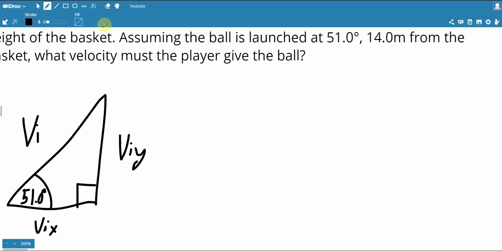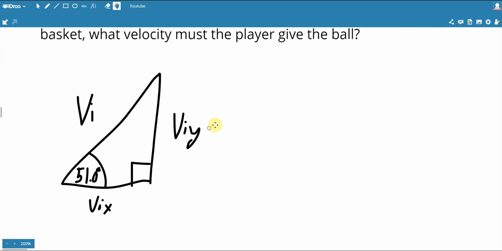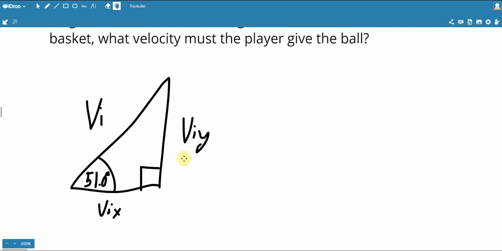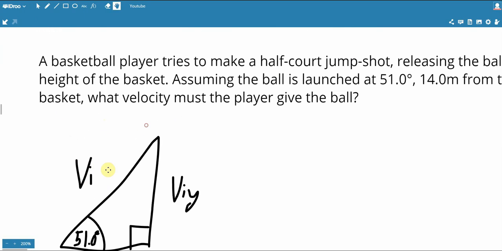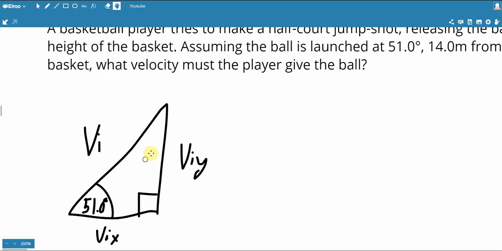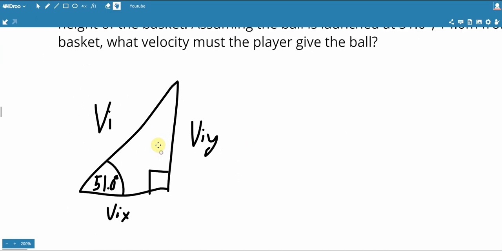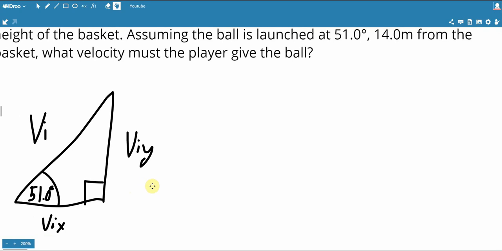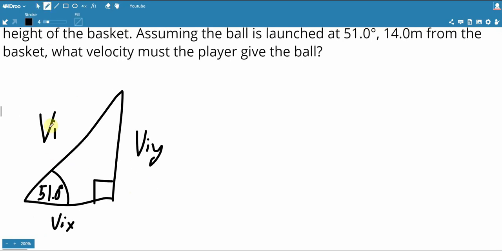Okay, so now that we have this, when we're not given VI, that makes the question significantly harder. So we need to make expressions for VIY and VIX in terms of VI. So we have to use the trigonometric ratios.